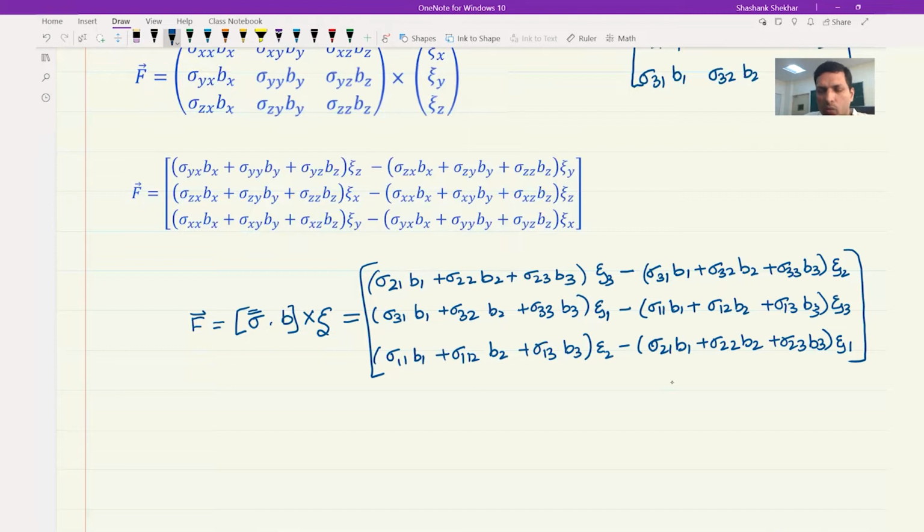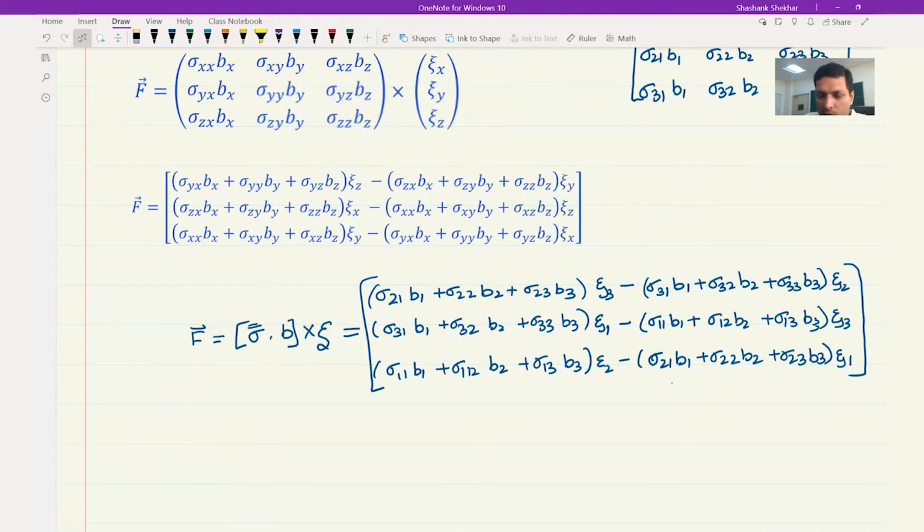on dislocation 2 because of the stress field, which may be generated by a single dislocation or a group of dislocations or maybe even external forces. So whatever be the source of this sigma, this is affecting dislocation 2 whose Burgers vector is given by b1, b2, b3 and e1, e2, e3, or bx, by, bz and ex, ey, ez are the line vectors.